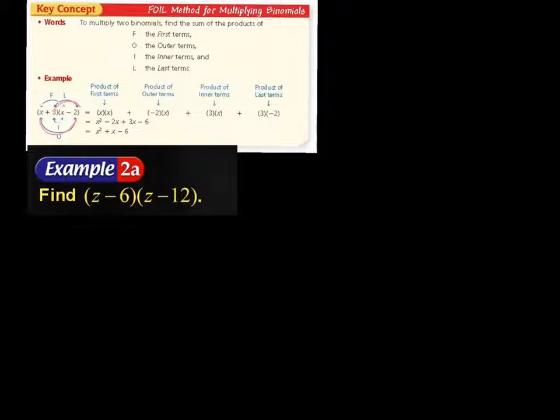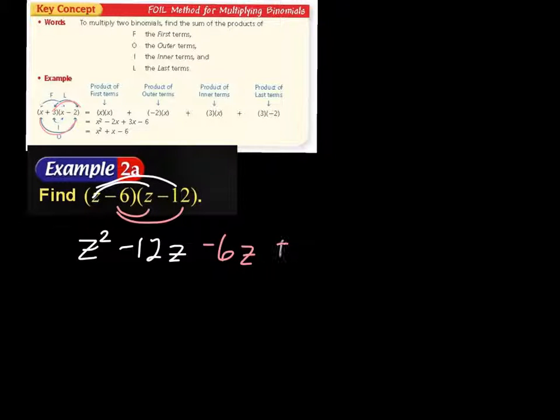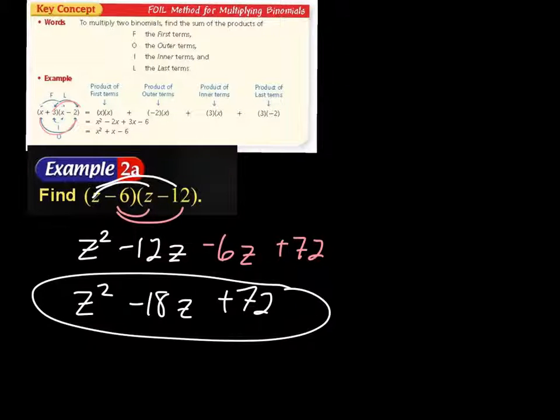So we're going to try first. So z times z is z squared. Outer, minus 12z. Inner, so minus 6z. And conveniently our like terms end up next to each other. Last, so plus 72. And our like terms is all we have left to do. So I have z squared, negative 12 minus 6 would be negative 18z, plus 72, and we're done.